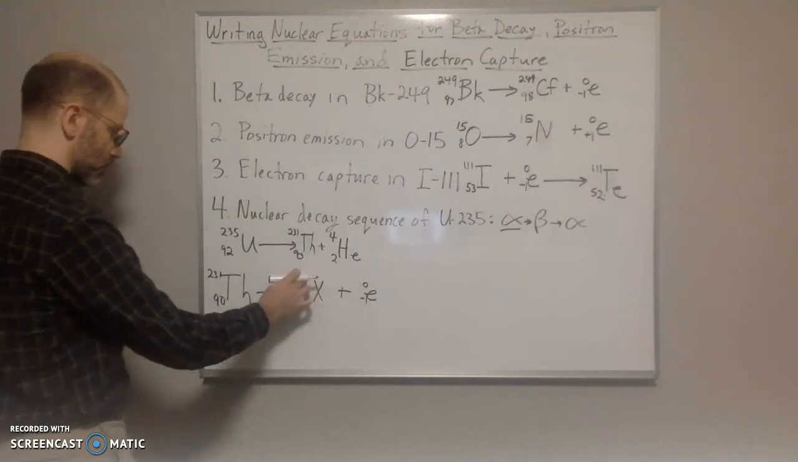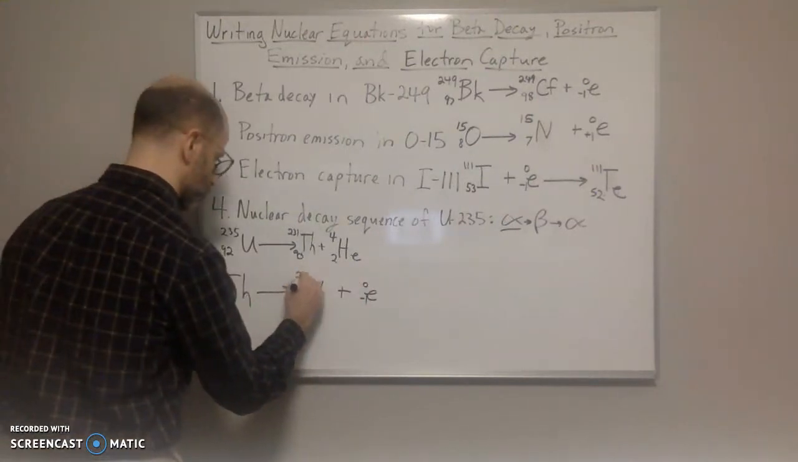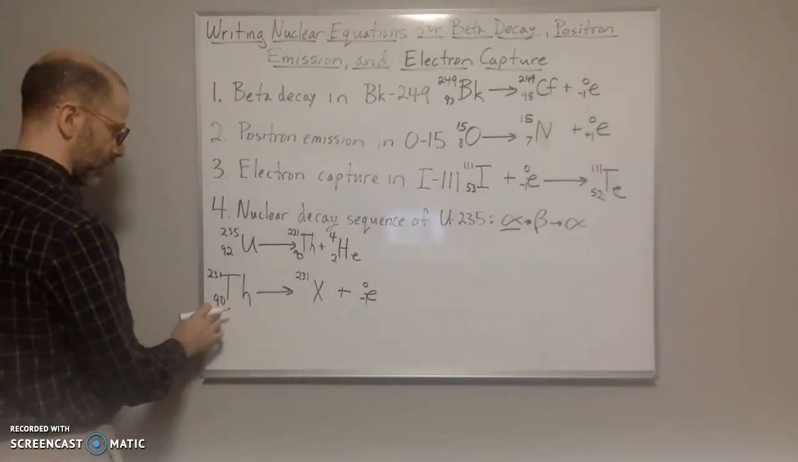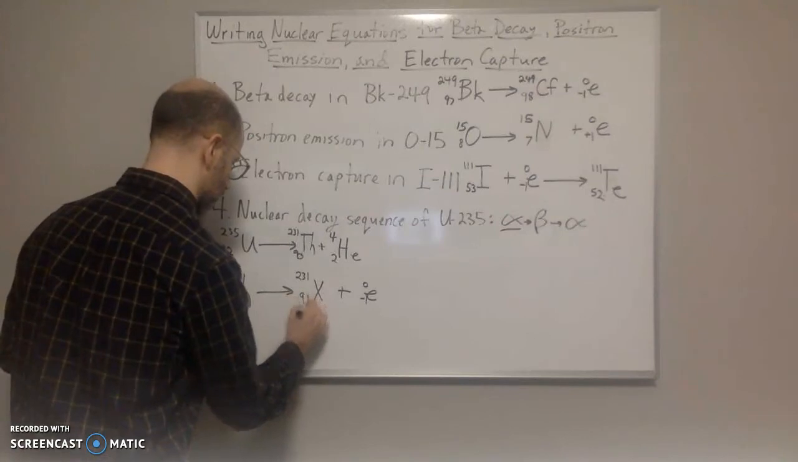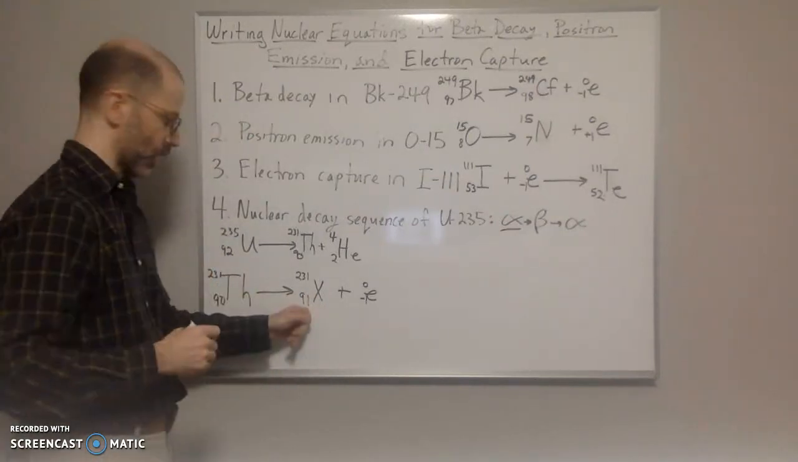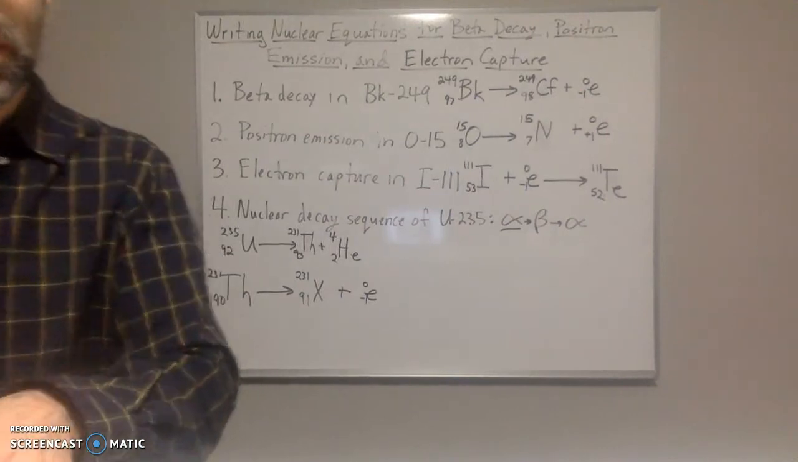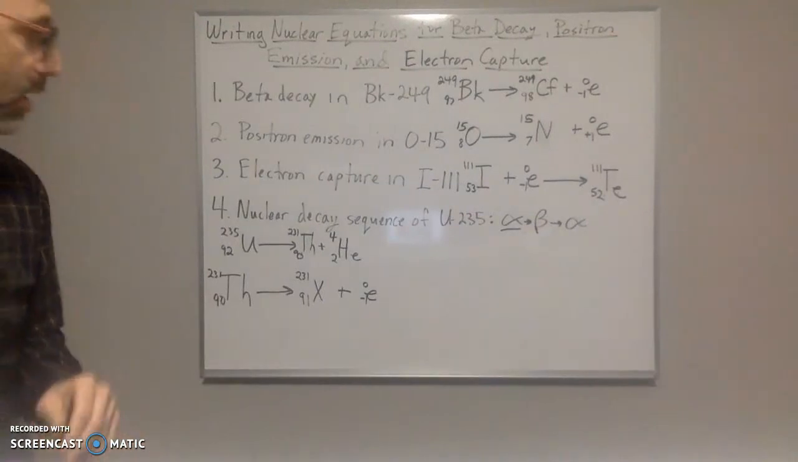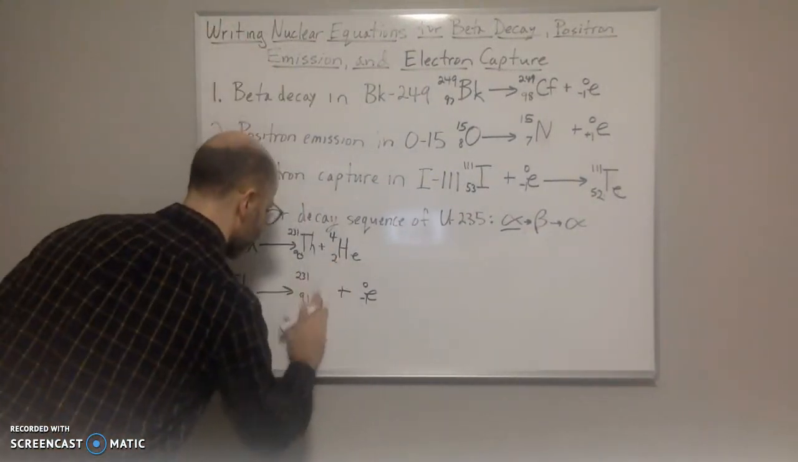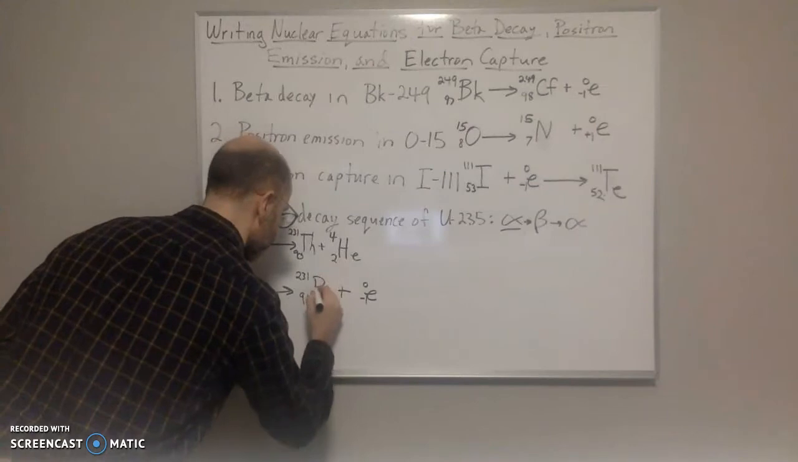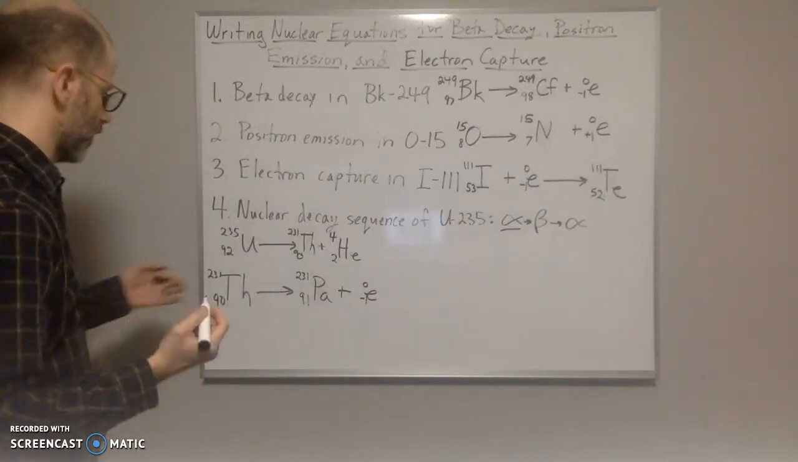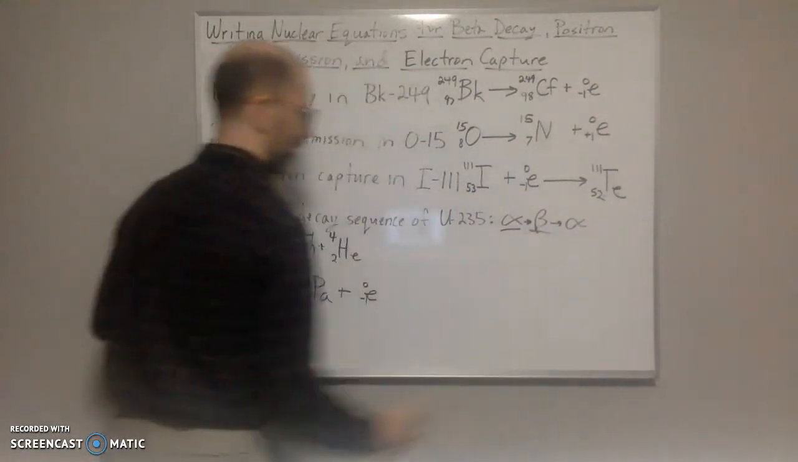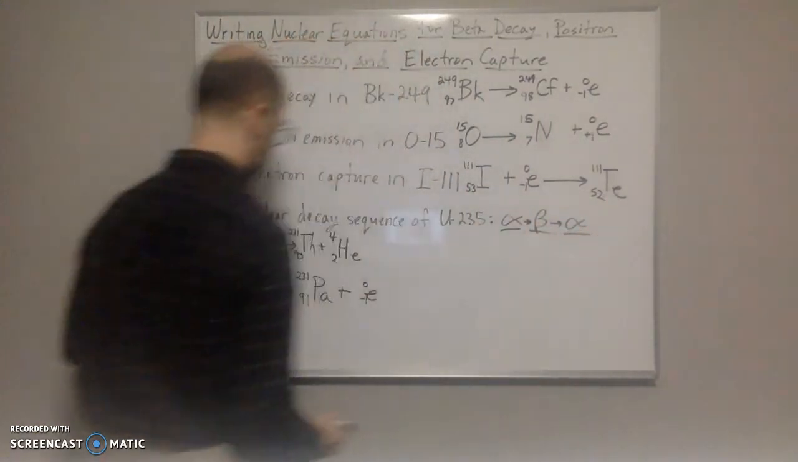And then again, we have to figure out what our X symbol is here. So 0 plus what gives us 231? Well, that's going to be 231. And then negative 1 plus what gives us 90? Well, that's going to be 91. Okay, so we look up the atomic number for 91, and we get PA. I forget the name of this one. So now we've done our beta decay, and now we just need one more alpha decay.